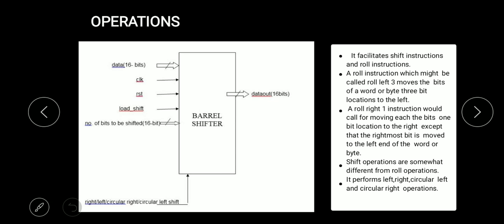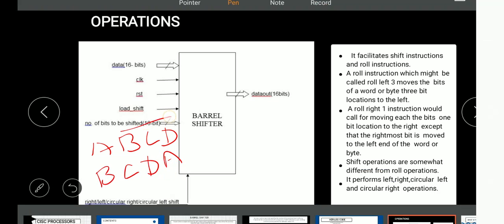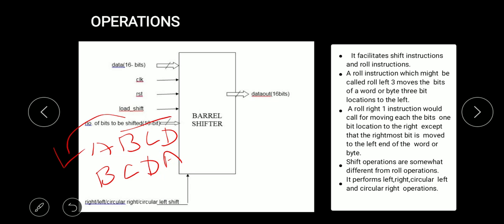For example, we can take an input A, B, C, D. After applying a roll left 3 instruction, our output will be B, C, D, A. These 3 bits are shifted towards the left. That's why we are saying roll left 3 instruction.